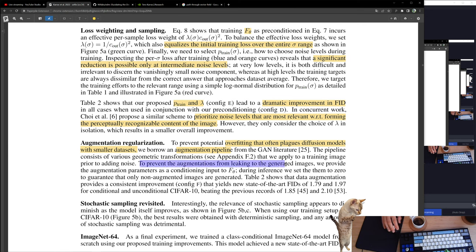To prevent the augmentations from leaking into the generated images, we provide the augmentation parameters as a conditioning input to F theta. During inference, we set them to 0 to guarantee that only non-augmented images are generated. So this is interesting. That means there's a conditioning input to this network where you could tell it to flip left or flip right, which is kind of cool. It allows you to control the generation a little bit more. Yeah, and data augmentation is a great way to improve the state of the art.